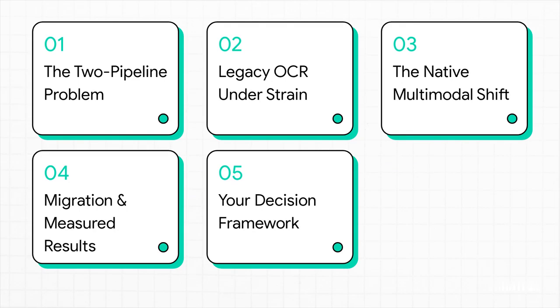Okay, here's how we're going to break this down. First, we'll talk about what I call the two-pipeline problem. Then, we'll look at a really interesting case study showing how that legacy model just crumbles under real-world pressure. After that, we'll dive into the big shift to native multimodal AI, walk through an actual migration and its results, and then wrap up with a solid decision framework that you can take right back to your team.